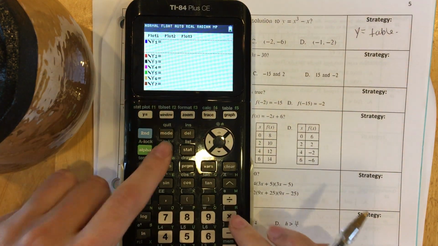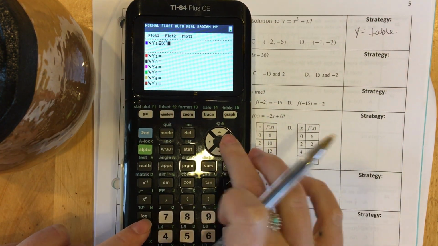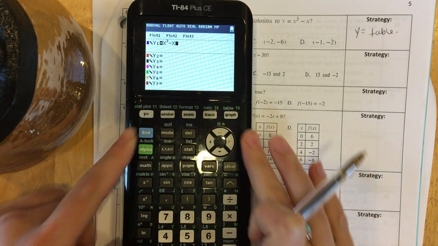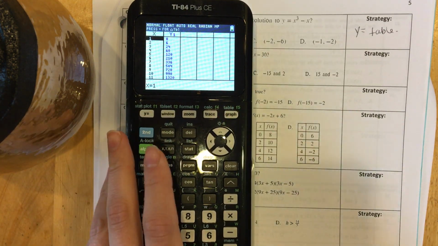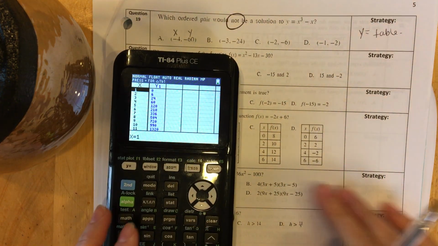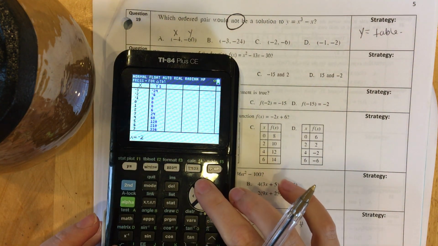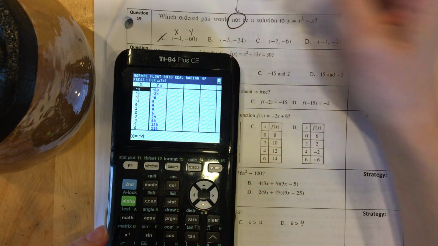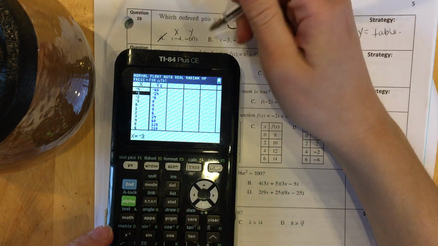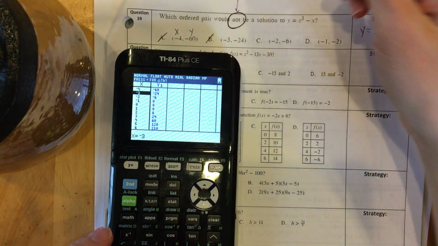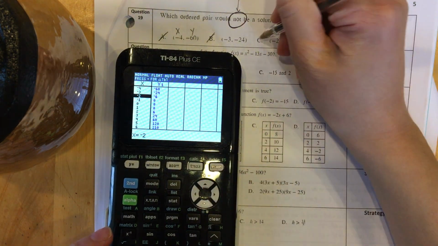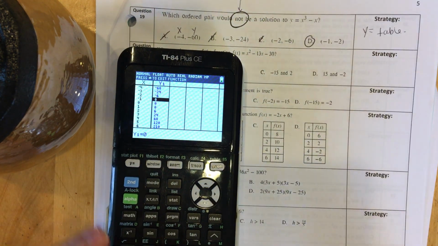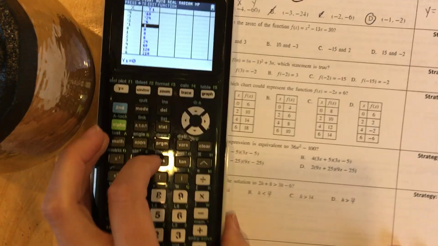So you go x to the third minus x, go into that table, and let's slowly but surely check off each point. So negative 4, 60, is that in there? Yes, it is, so that is a point. We're looking for which one's not a point. Negative 3, negative 24 is in there, so that can go. Negative 2, negative 6 is in there, and negative 1, 0 is the point, not negative 1, negative 2. So D is your answer there, okay?